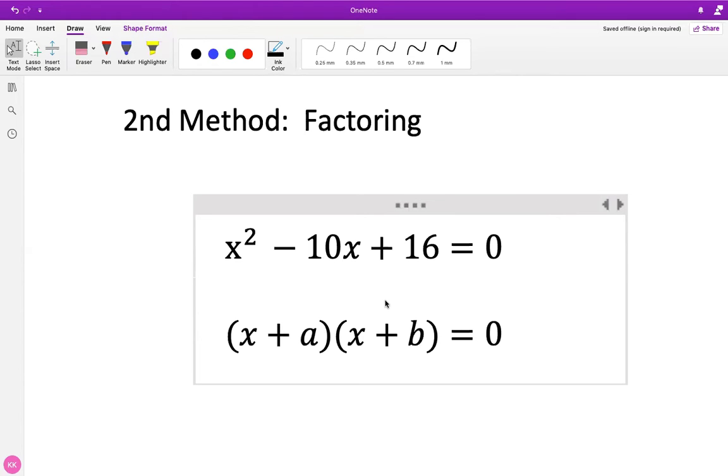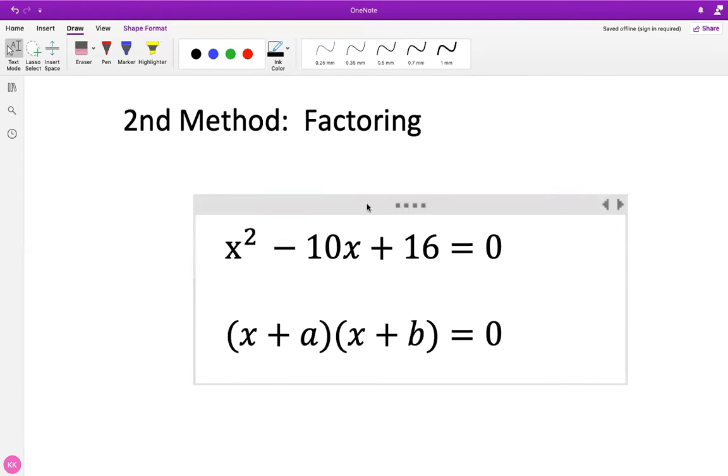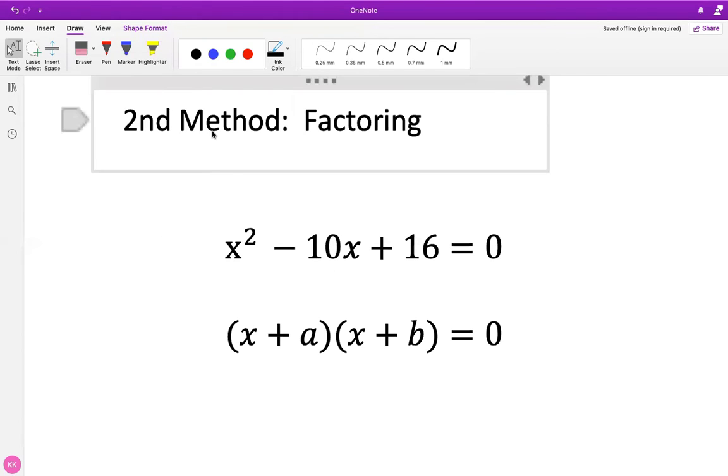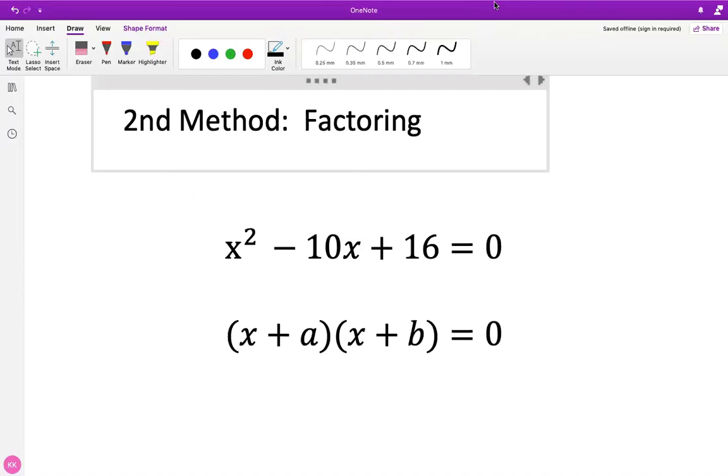Next I want to cover how you can use the factoring method to solve this quadratic equation, x squared minus 10x plus 16, the same equation as in the first method. I'm going to use the factoring method this time, so let's refresh our memory on how we can use factoring to do this question. I need to rewrite this expression into two brackets. Each bracket will have at least one x, and we need to find the unknown values a and b.